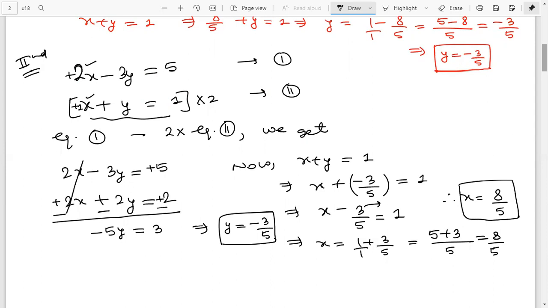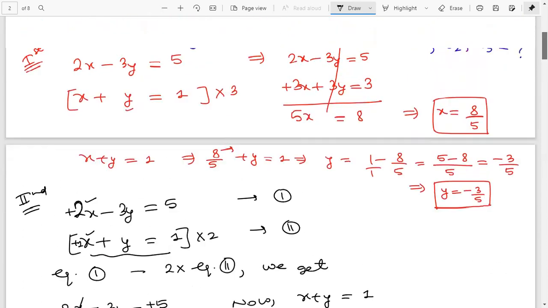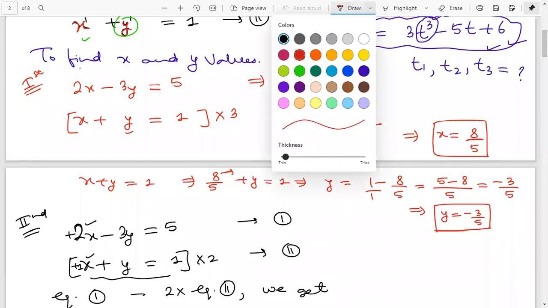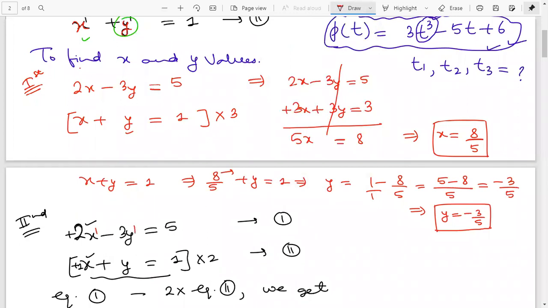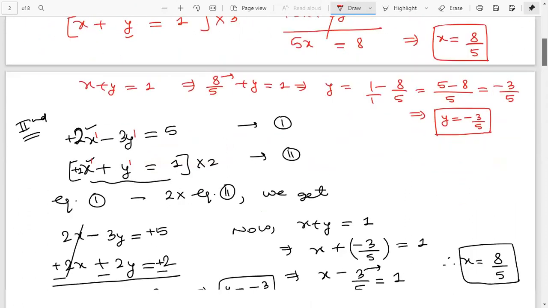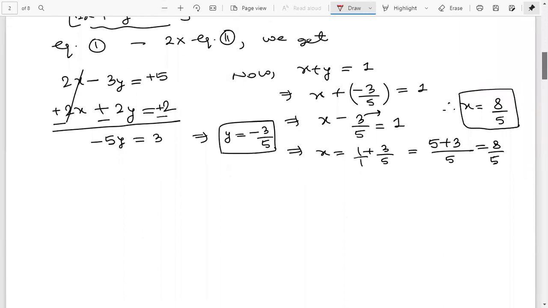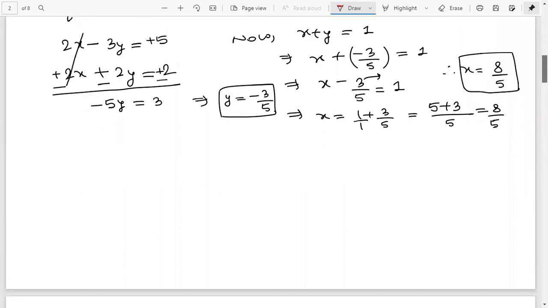Now one question. Is there only one method for finding x and y values for this type of pair of linear equations in two variables? Pair means two equations. Linear because the degree of x and y is 1, the maximum power of x and y is 1. That's why linear equations. And the two variables are x and y. So is there any one method or are other methods also possible for finding x and y values? So many methods are there.